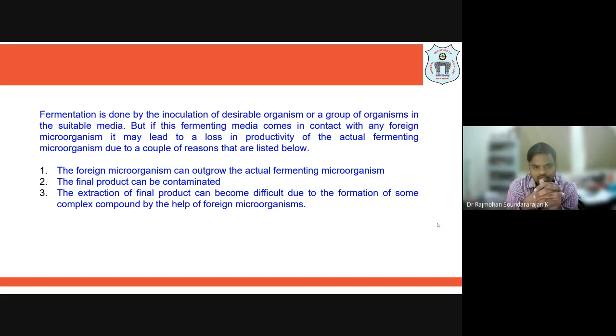Okay, but if any fermentation medium comes in contact with any foreign microorganisms, it may lead to a loss in productivity of the actual fermenting microorganism due to several reasons given here. Because this foreign microorganism is coming into the picture, it will be consuming whatever growth media nutrients are available in the system. So instead of the desired product being formed, undesired product formation will take place. Okay, that is one thing.